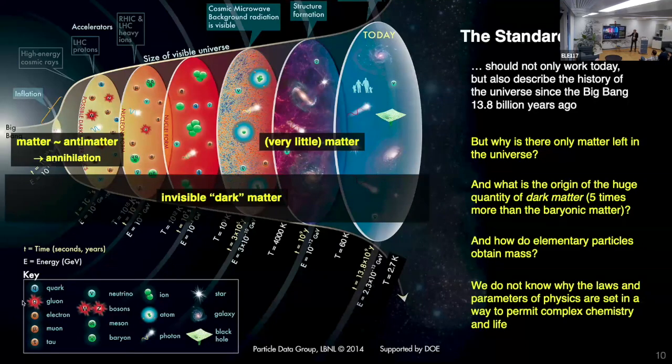In fact, we do not know why the laws and parameters of physics are set in a way to permit complex chemistry and life. In fact, if you take all the parameters of the standard model and you play God, you dial them around, you will almost always end up with a completely doomed universe where you can never have stable atoms, nothing. So it seems like there's a huge fine-tuning which sets the parameters of the standard model exactly in the way to allow complex chemistry, biology, and life. And this is a very, very deep question where we have no idea why this is like this. There are a few ideas, but we have no real clue.